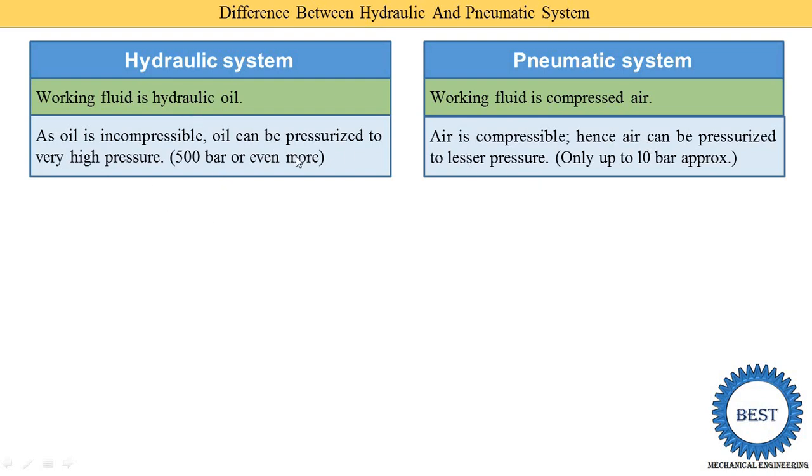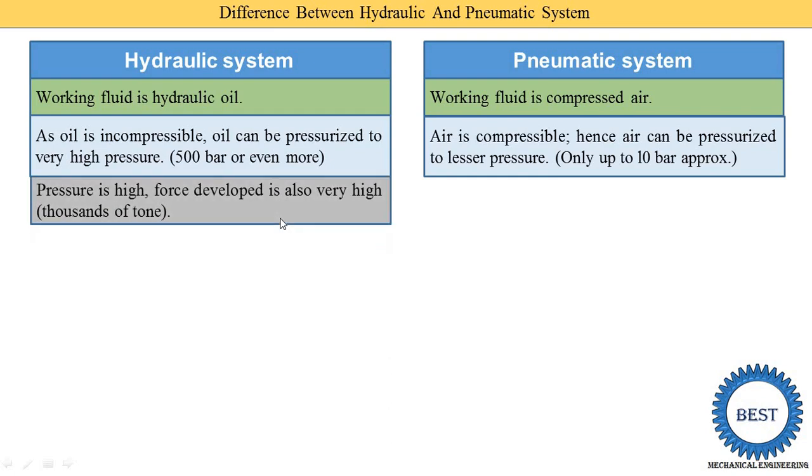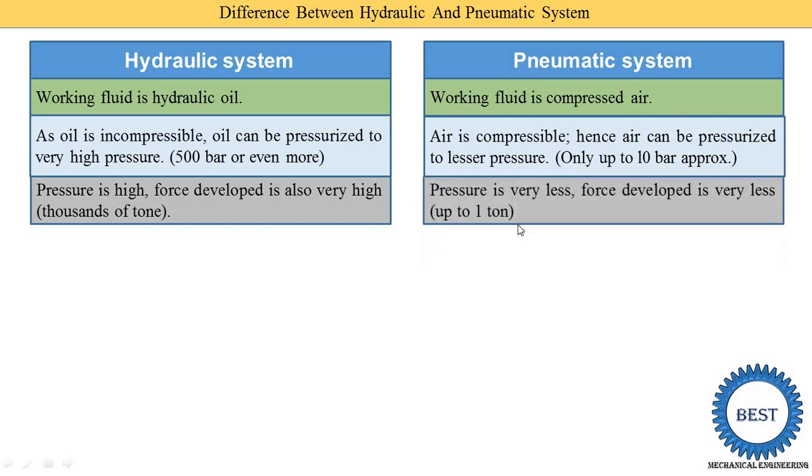So from this point we can also write that when we require higher force development, we need to use a hydraulic system, and if we require lower force, then we use a pneumatic system. Third point: pressure is very high, and force developed is also very high, in thousands of tons, as I already explained. In pneumatic, pressure is very low, and force developed is very low, up to 1 ton. Why is the force lower? Because the force is directly proportional to the pressure. So if you understand one point in detail, you can easily write down 3 or 4 more points.